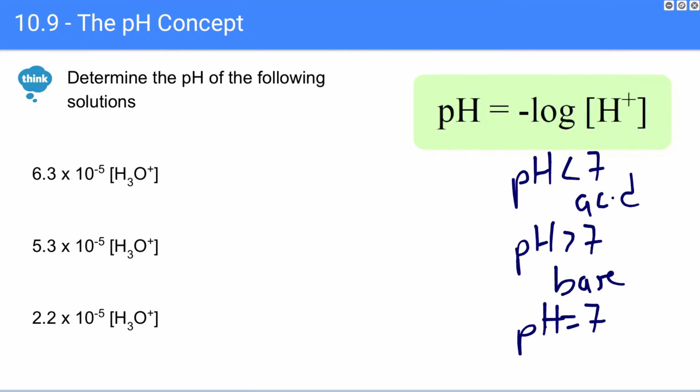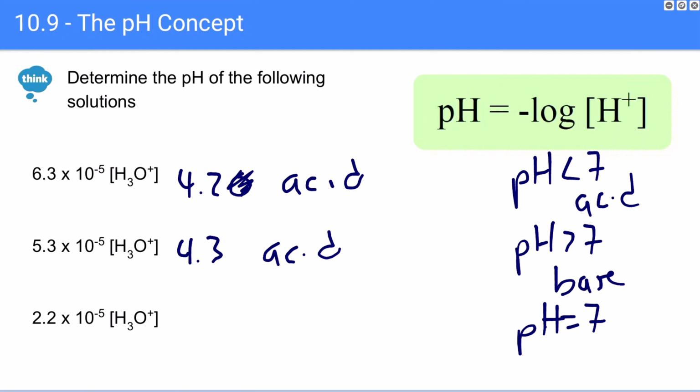So negative log, and then I'm going to type 6.3 times 10 to the negative 5th, and I get 4.20, or 4.2 if we use proper sig figs. This would be an acidic solution because it is less than 7. So do the same thing again. I'm going to just type it in again because that's actually easier. So take the negative log of 5.3 times 10 to the negative 5th. We get 4.3, still an acid.